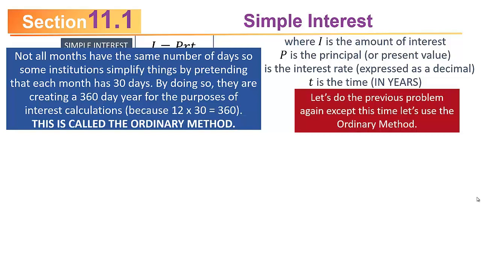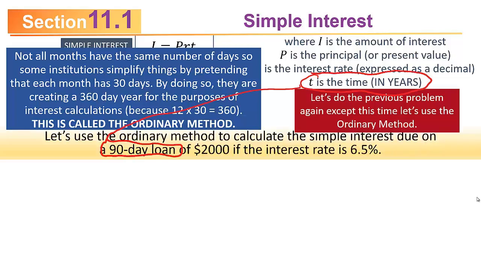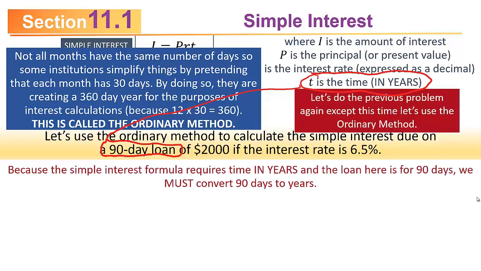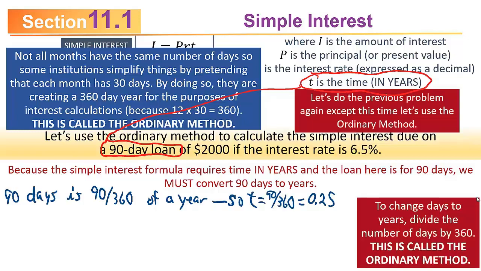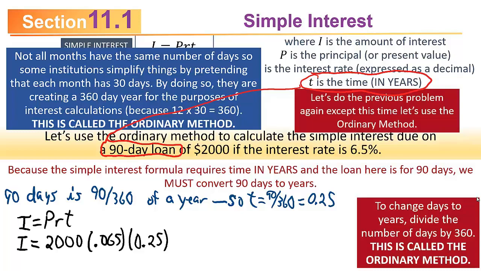So if I take that exact same problem, but this time doing it using the ordinary method, the only difference is converting to 90 days, I divide by 360 instead of 365. So ordinary method, divide by 360, exact method, divide by 365. I'm doing the ordinary method here, so I want to divide by 360. So 90 divided by 360 actually comes out to be 0.25. Otherwise, the calculation is exactly the same.